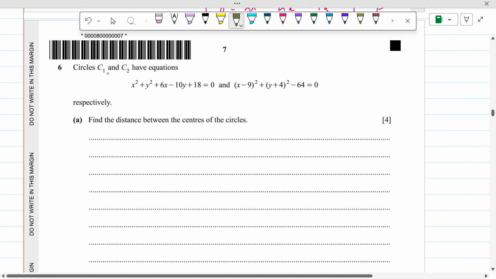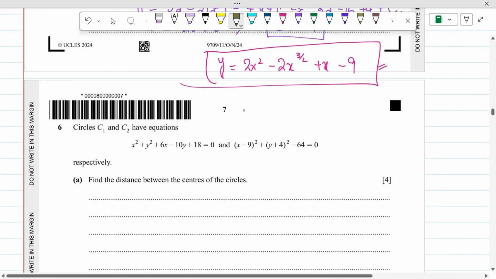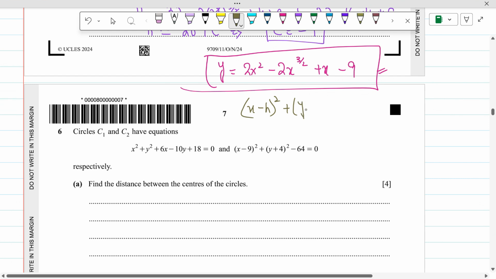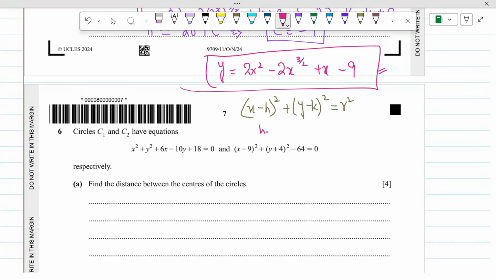Question number 6: circle 1 and circle 2 have the equations shown, respectively. Find the distance between the centers of the circles. Okay, we need to know the circle equation, which is (x minus h) whole square plus (y minus k) whole square is equal to radius square, where h and k are the center and r is the radius.